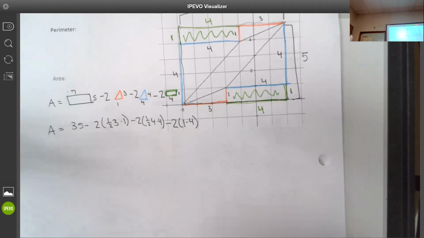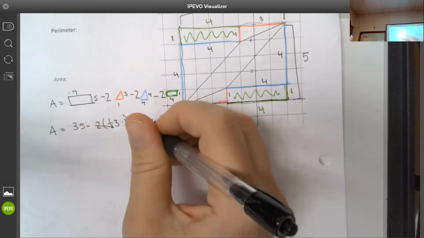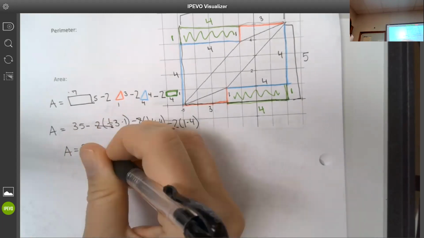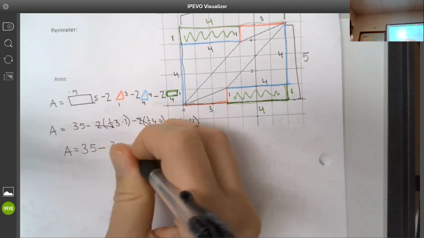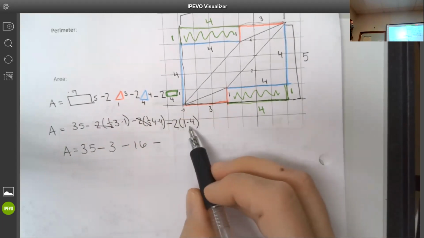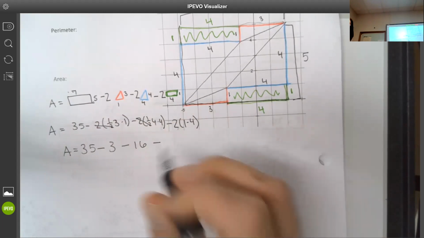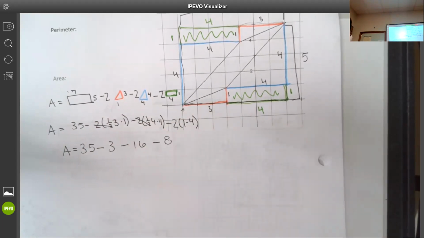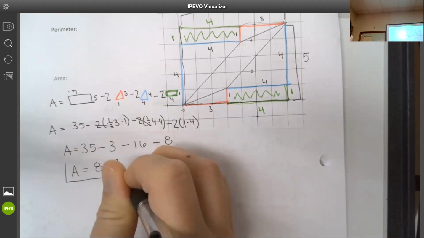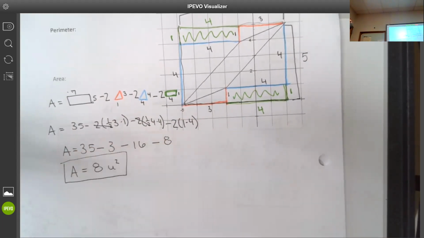Okay. So for the triangles, again, 2 times 1/2, it's going to cancel. So I get an area of 35, subtract 3, subtract 16, subtract, nothing's going to cancel here. 4 times 1 is 4, times 2 is 8. 35, subtract 3, subtract 16, subtract 8. Which gives me an area of 8 units squared. So this one's an easier one for me to maybe check if that's reasonable.